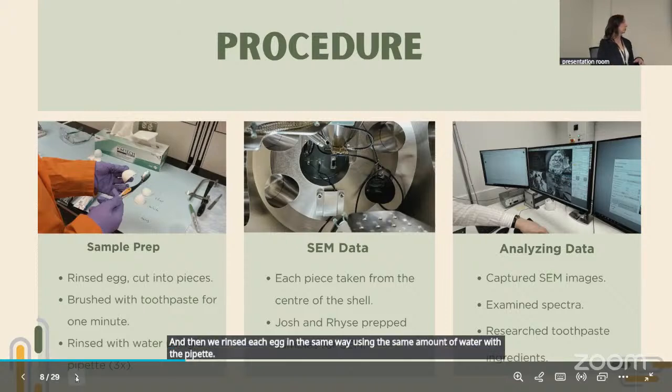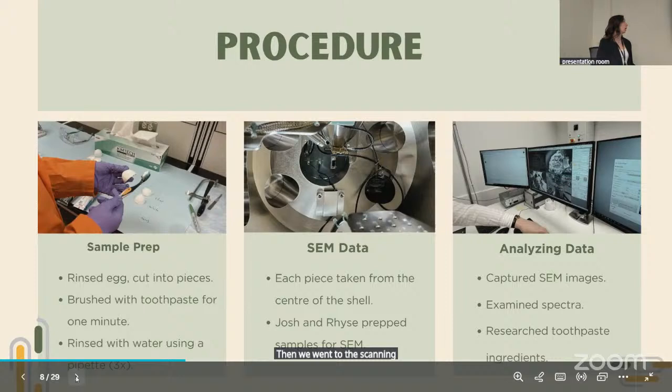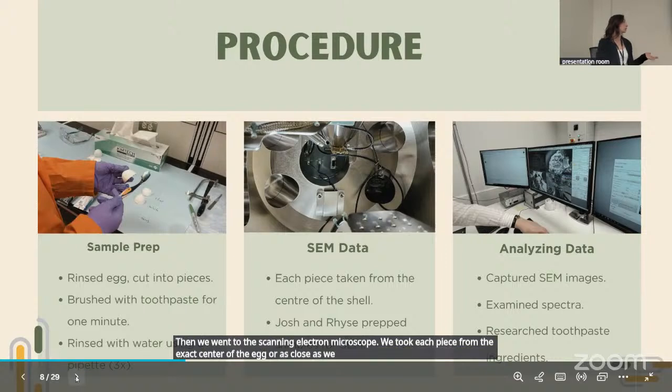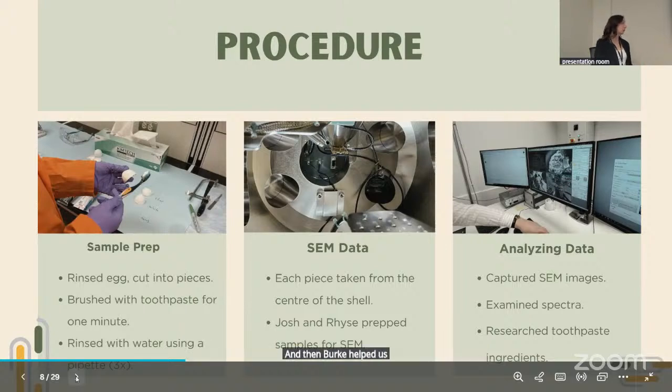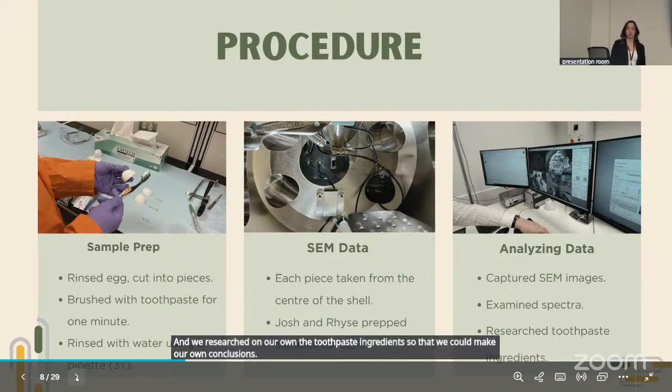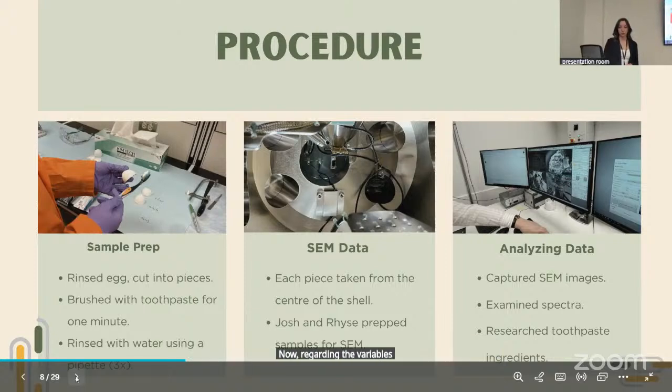Then we went to the scanning electron microscope. We took each piece from the exact center of the egg, or as close as we could get to it. And then Josh and Reese prepped the samples for the microscope. And then Burke helped us analyze the data by capturing the images for us. Then we later examined the spectra, and we researched on our own the toothpaste ingredients so that we could make our own conclusions.